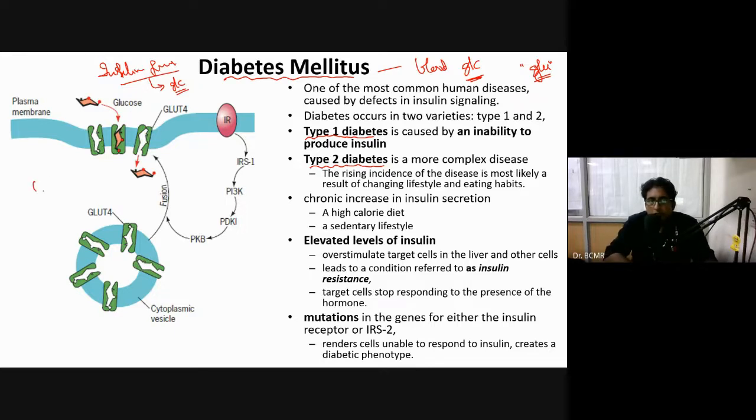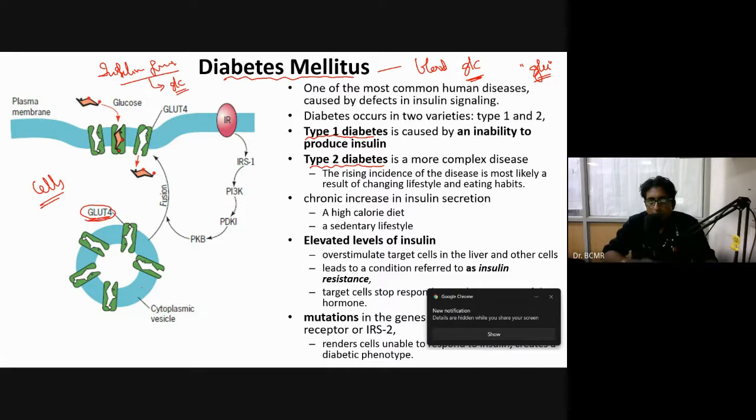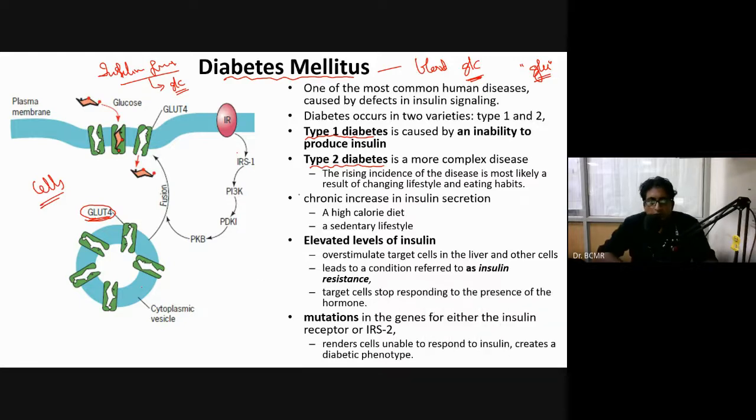Normally, the skeletal muscle cells or liver have vesicles with GLUT4, the facilitative or passive way of glucose import. These GLUT transporters, GLUT4, are present as vesicles in the cytoplasm, cytoplasmic vesicles you would call them. So they are not actually transporting anything because they are all in the cytoplasm at this stage.